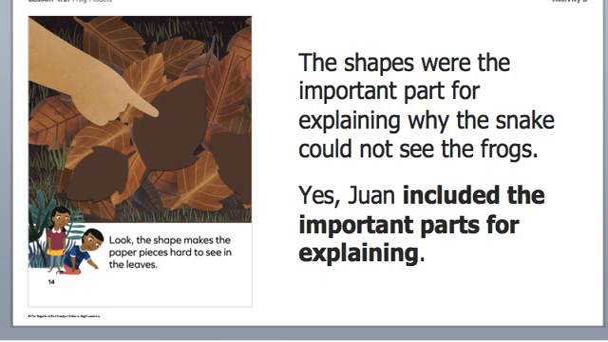The shape of the paper and the leaves are the important parts for explaining why the snake could not see the frogs. So again, he showed the shape of the leaves and the shape of the frogs to explain his thinking.